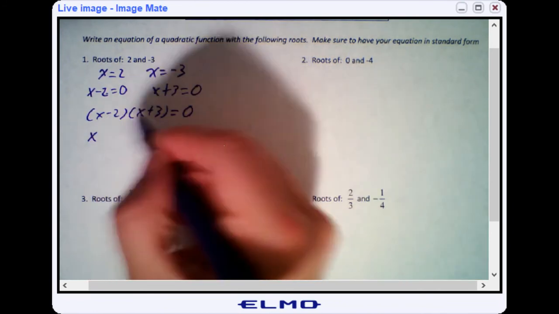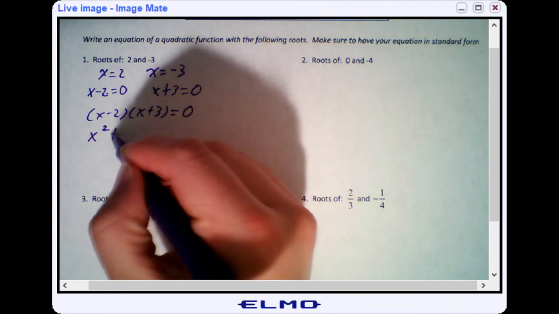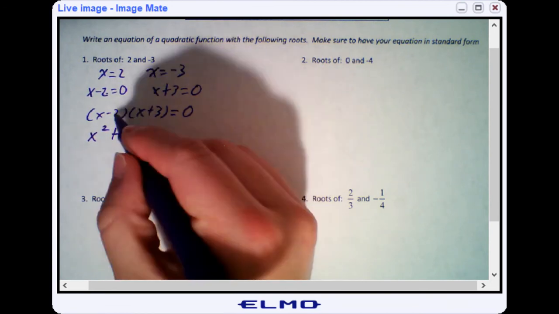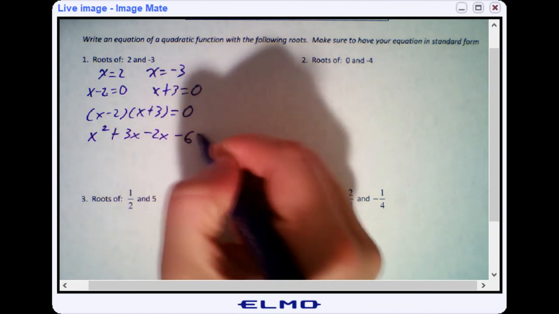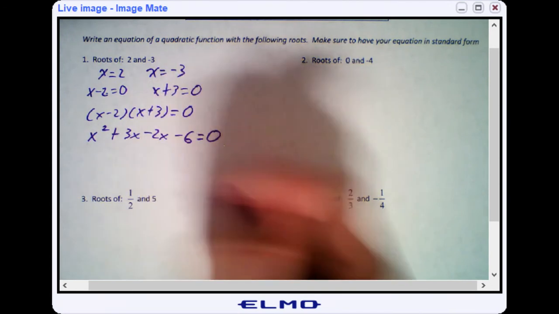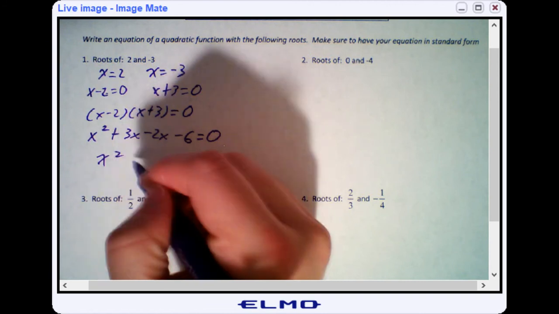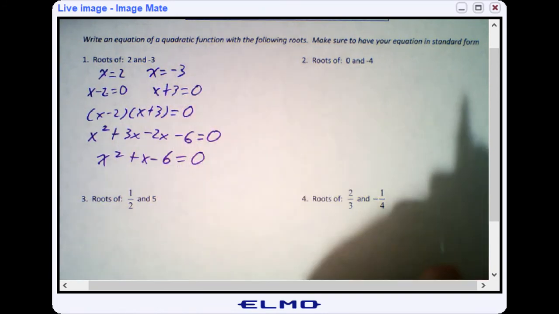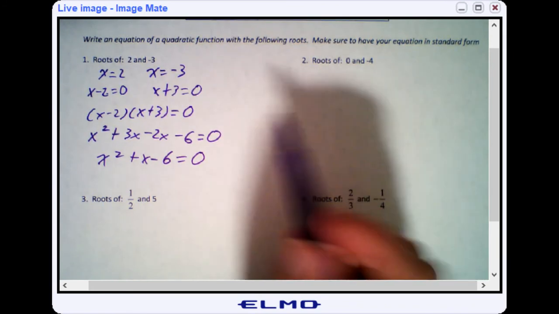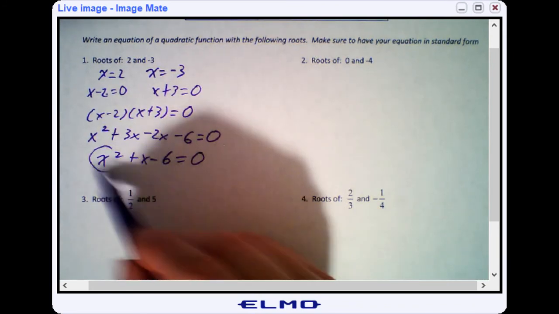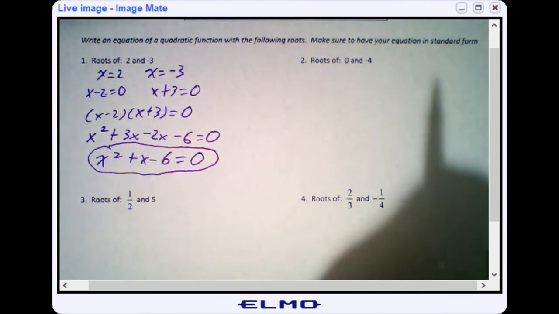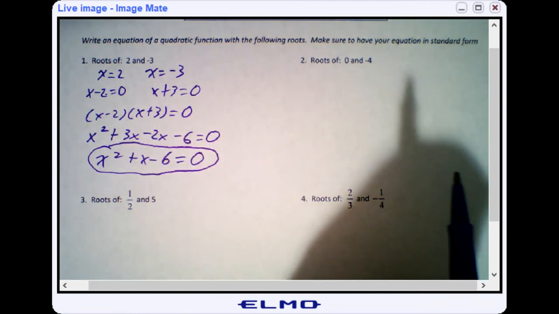So x times x is x squared. X times 3 is 3x. Negative 2 times x is negative 2x. And negative 2 times 3 is negative 6. And I combine my like terms. X squared plus x minus 6. And we can say equals 0, or we could say equals f of x or y. It's an equation, so I do need some kind of equal sign. And there you go. That is one possible answer.